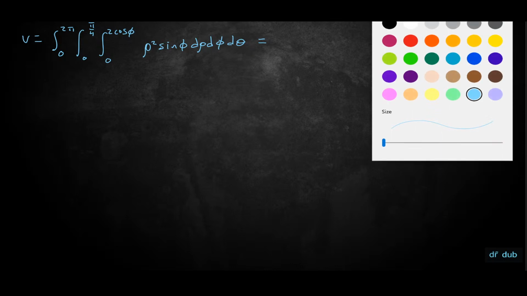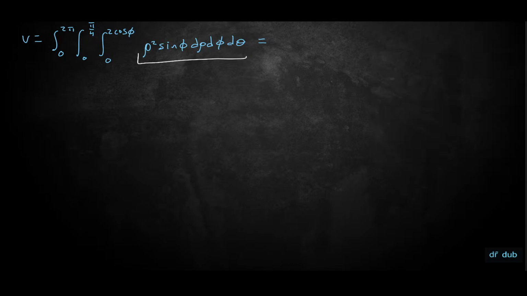So don't forget, this whole thing is just our dV element. So this is really just us adding up a whole bunch of differential volume elements to get the volume. Again, this is a nice separable integral, so this is going to be integral 0 to 2 pi d theta, integral 0 to pi over 4 sine phi d phi, integral 0 to 2, whoops, not separable, is it? I have to be careful because my bounds for rho have a phi in them, so that part's not separable.